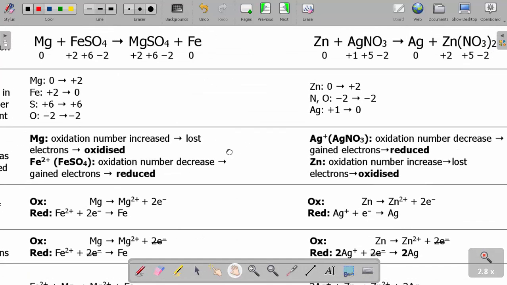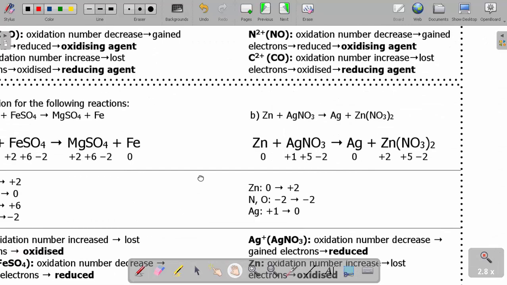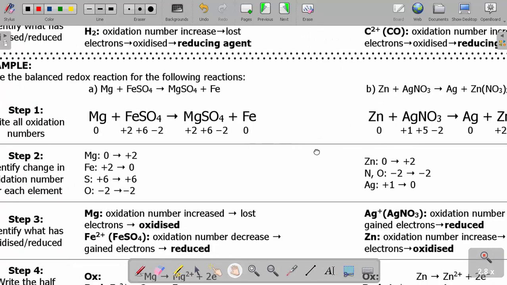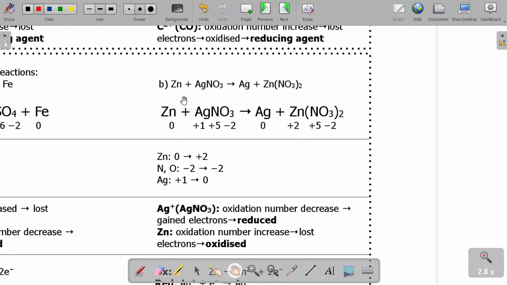Our last example, this one here, goes like this. The question still says write the balanced redox reaction for the following reactions. That is to say, zinc plus silver nitrate to give me silver plus zinc nitrate. Okay, now zinc goes from 0 to +2. What about silver? From +1 to 0. Okay, what about the others? They are having the same, that's -2 to -2.